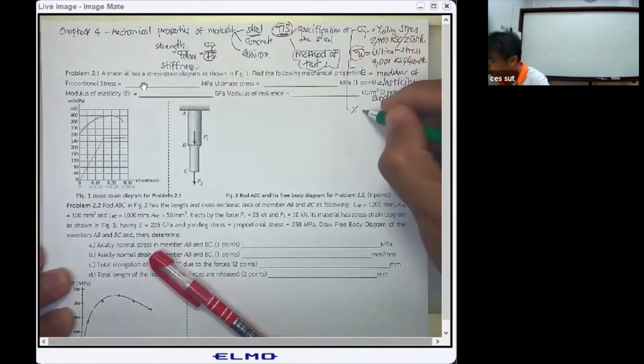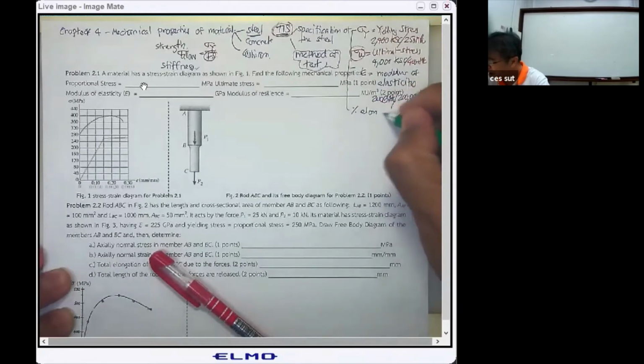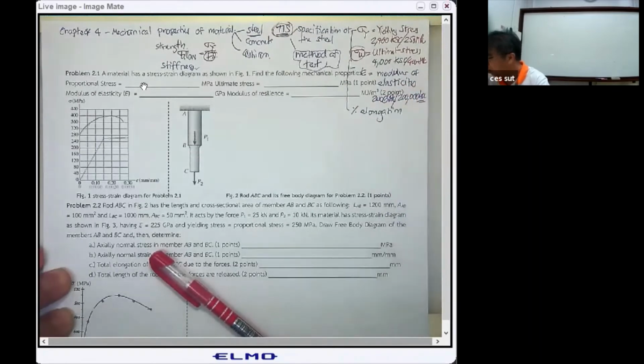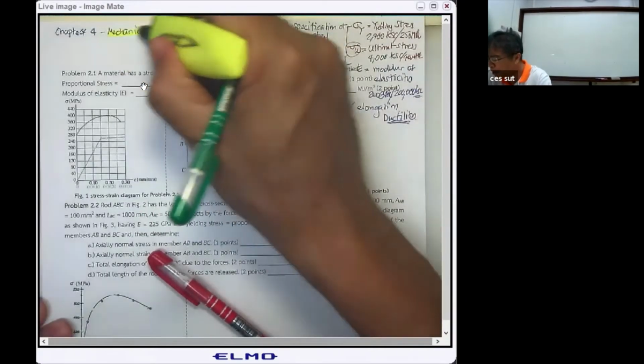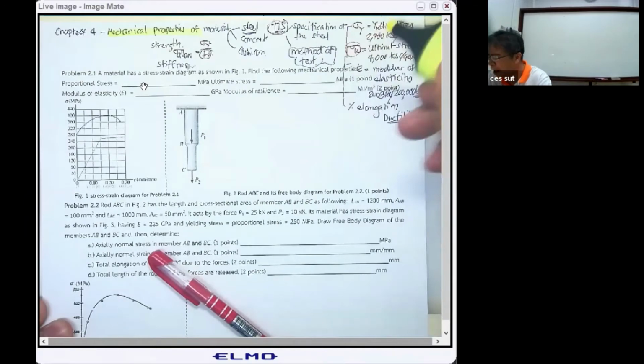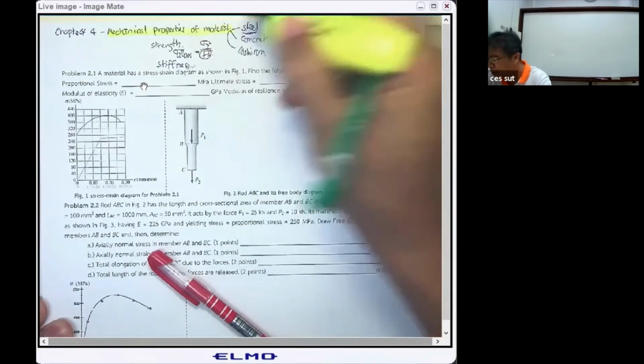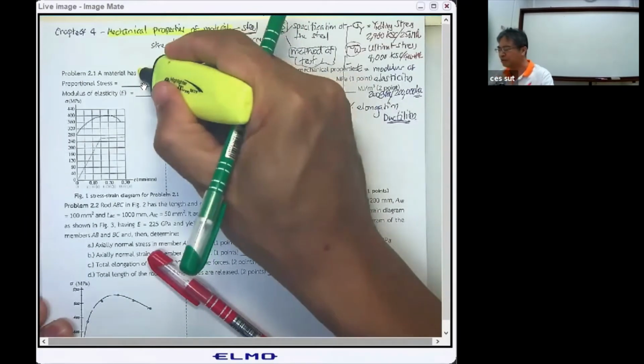We check what is so-called the percent elongation of the steel. This is for checking the ductility. The higher the percent elongation, the higher the ductility the steel structure will have. It can deform a lot before its failure. The mechanical properties of the material can be determined from where? They can be determined from the stress strain diagram.